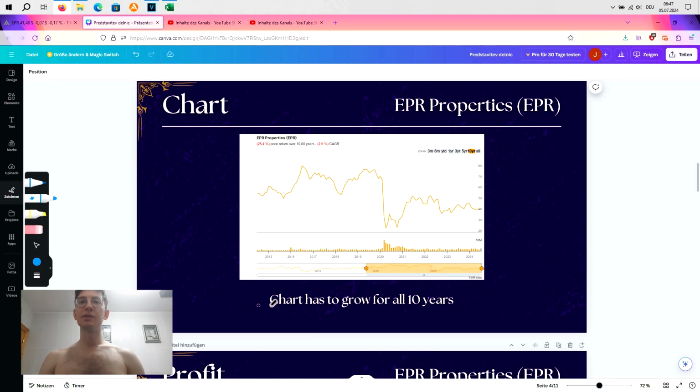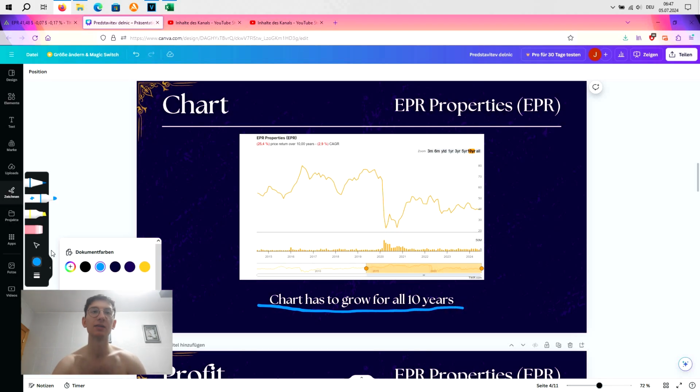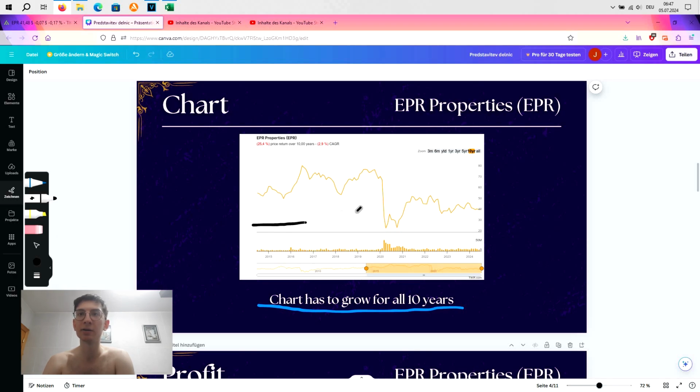And for chart, we have a little instruction that tells us chart has to grow for all 10 years. Now, what exactly does that mean? That means that I will draw a little exponential growth line, kinda like this, as you can see right now on the screen. And then we are going to compare the stock price, which is the orange line, with that exponential growth line, okay? And preferably they should follow each other because that means that the company is growing, okay? Which is what we want to see.